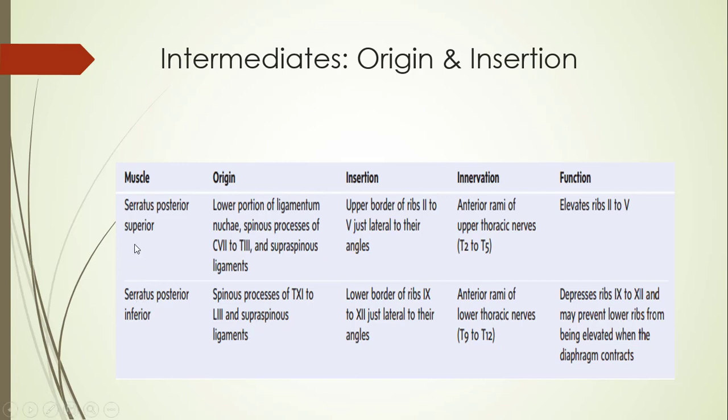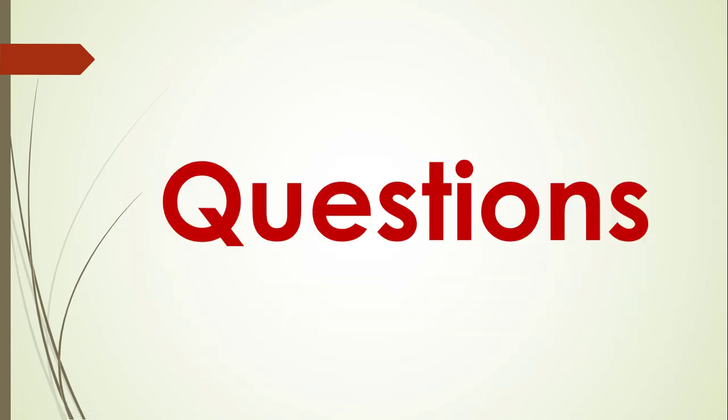The insertion: the superior, upper border of ribs; the inferior, lower borders of ribs. The serratus posterior superior from ribs 2 to 4, the inferior from ribs 9 to 12. Now it's time to test your knowledge.